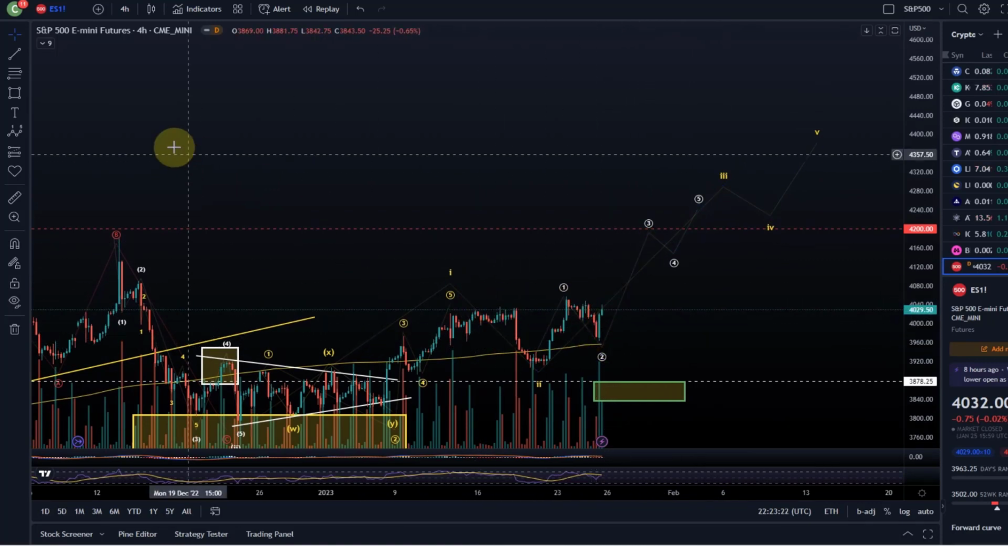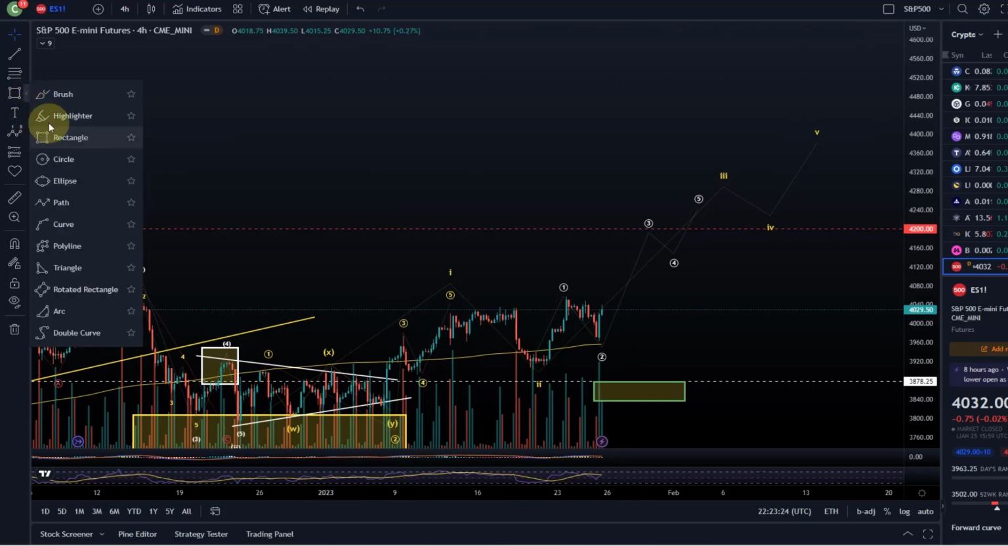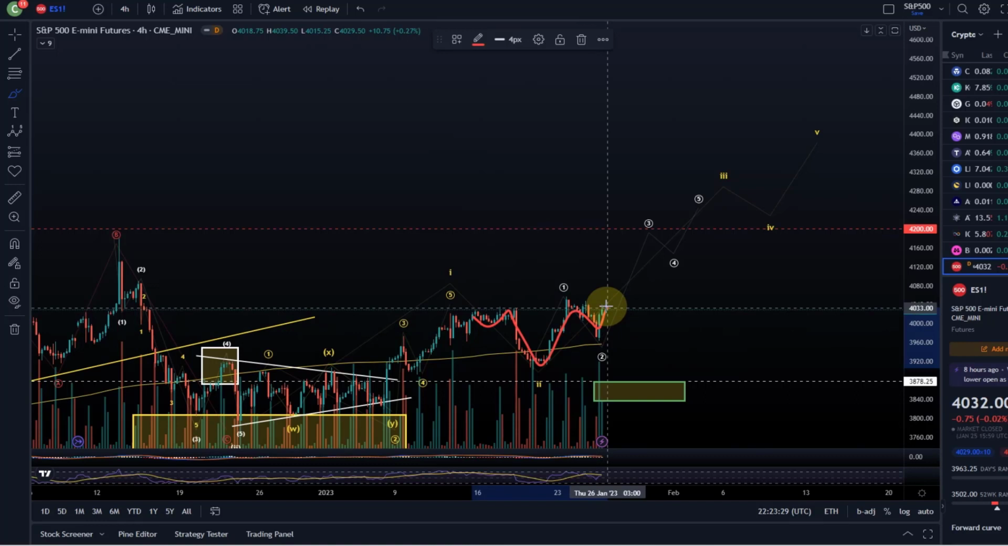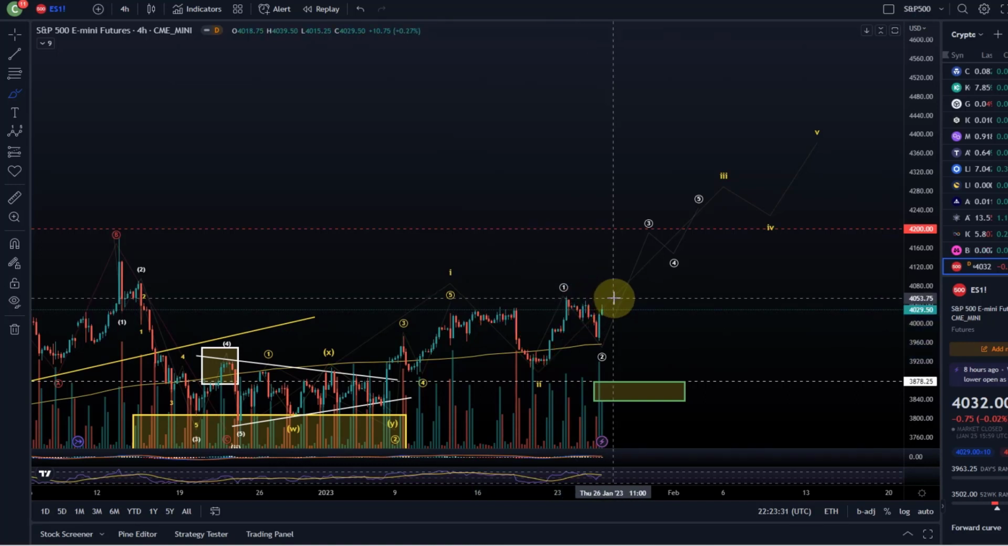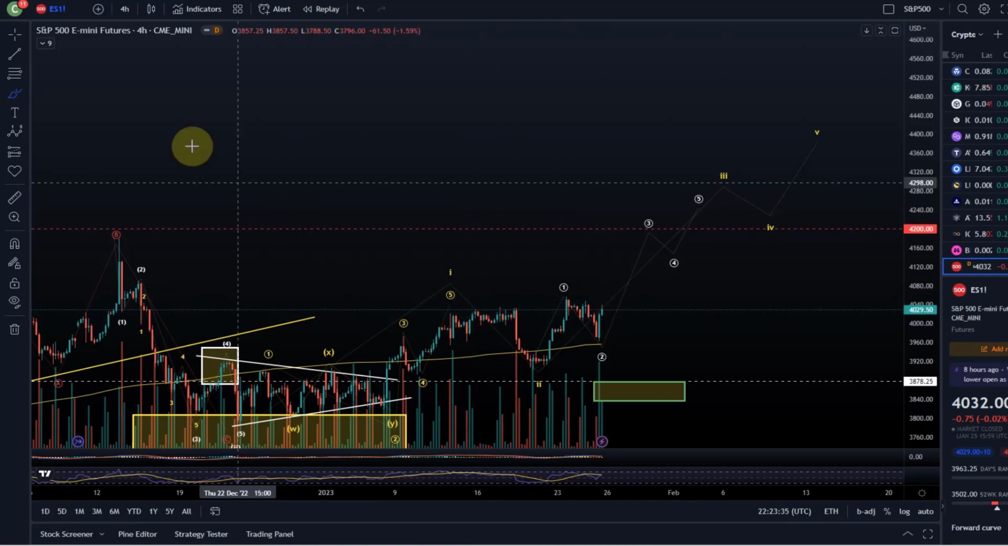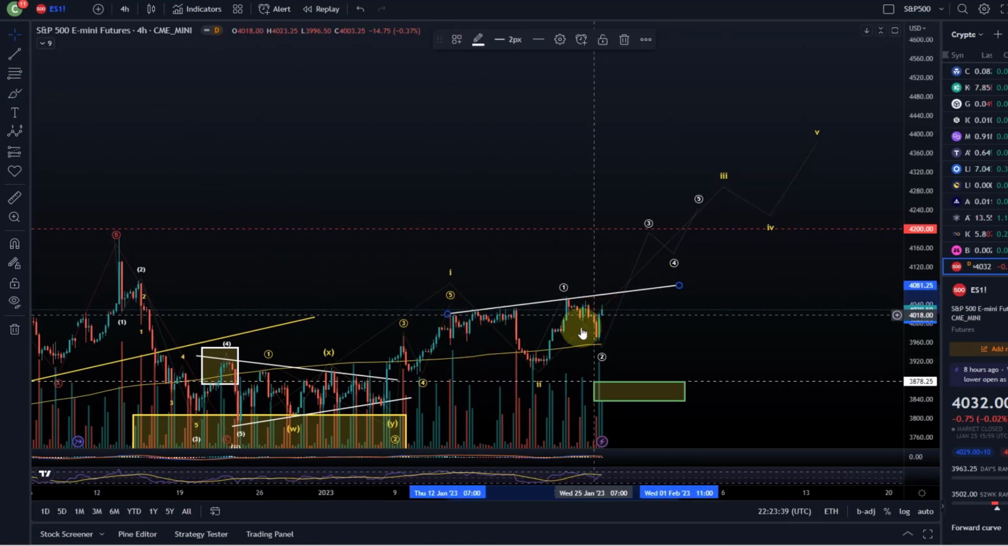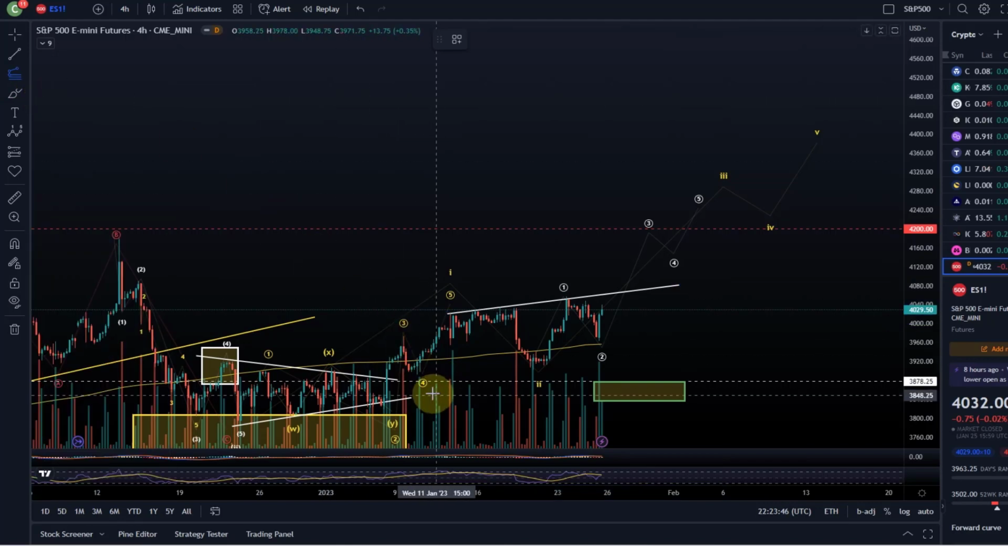We also have an inverse head and shoulders here, you could say it like that. So basically here, left shoulder, head, right shoulder. And that neckline again would be around 4,060. Obviously, the actual neckline would be a bit diagonal. And the breakout above that level would take us then to the wave 3.